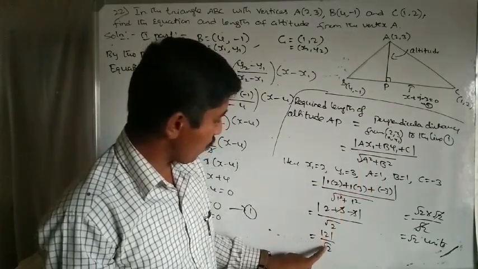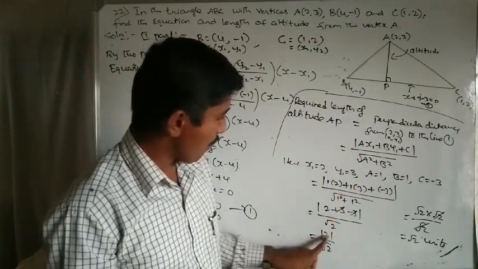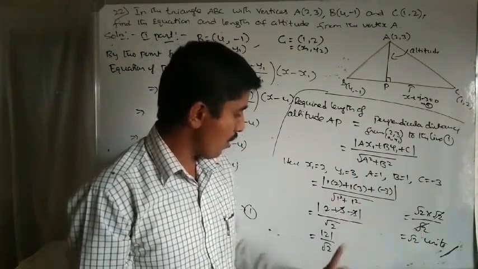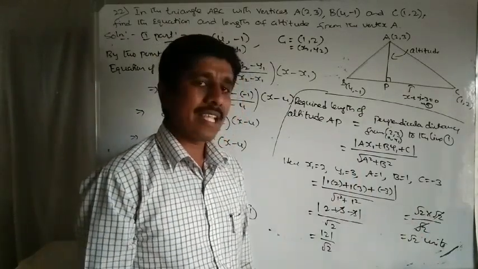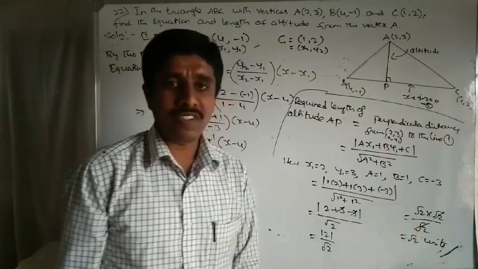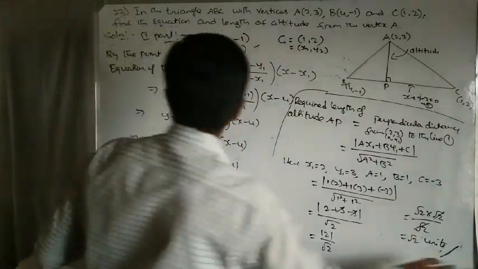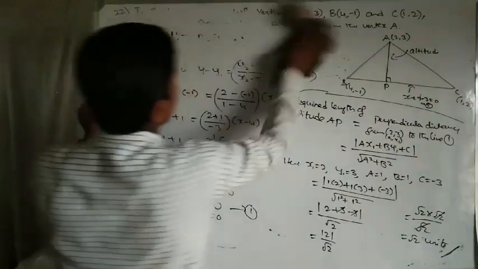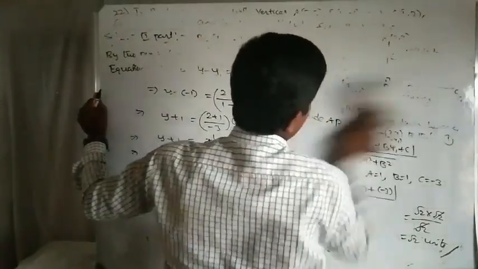Simplify, we get 2 by root 2. 2 can be written as root 2 into root 2, divided by root 2. Root 2 cancels, and we get root 2 units. Now go to the next one. Go to the third one.